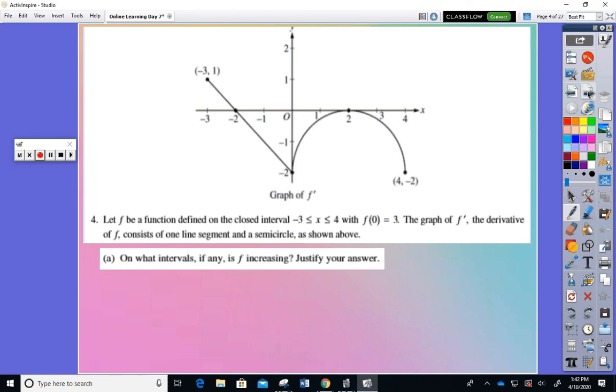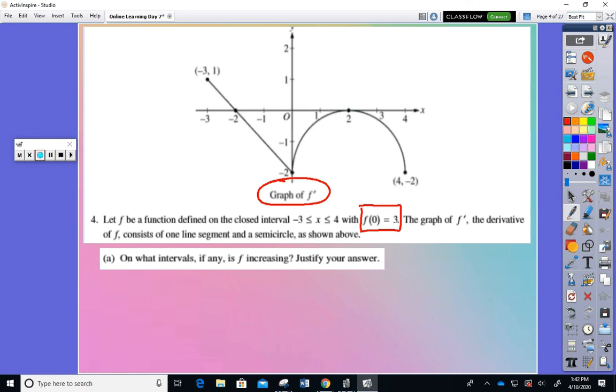f of 0 equals 3. Okay, now this is something I don't have on the graph, because I look for 0, 3 on my graph and it's not there, but I realize it's because this is the graph of f prime of x, not the graph of f of x. So now I know I need to be careful. The graph of f prime, the derivative of f, consists of a line segment and a semicircle that's shown.